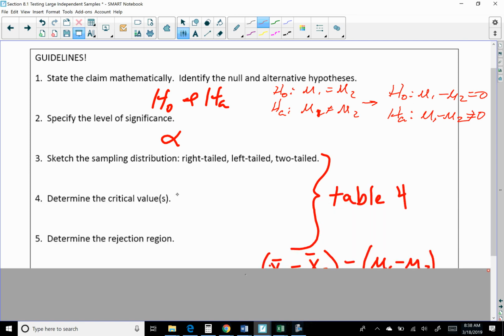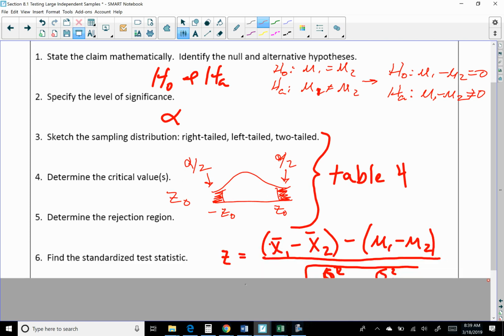Determine the critical values, right? In this case, critical values are going to be Z naught. That's what we're going to find. If it's a two-tailed test, we're going to have a curve that looks like this. Our shaded regions are going to be on the left and the right, and each tail will have alpha divided by 2 area. And we would find a negative Z naught and a positive Z naught, if you recall.